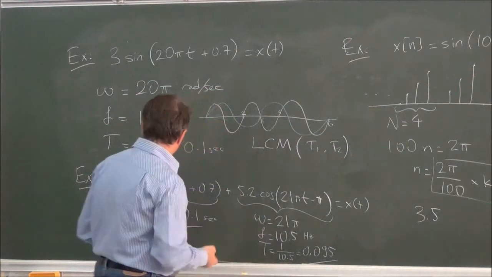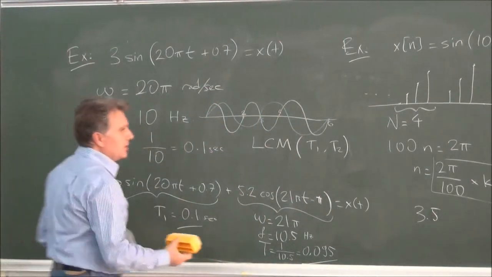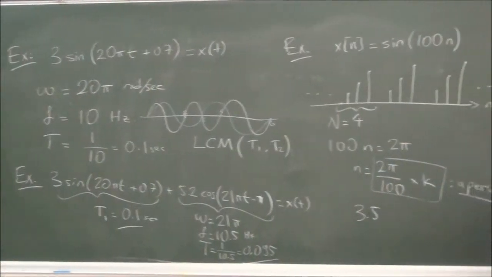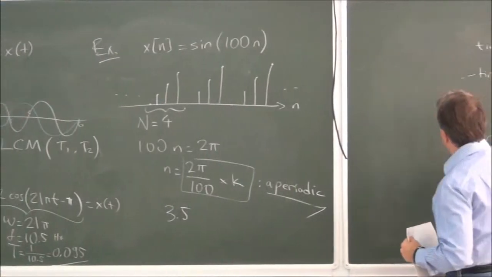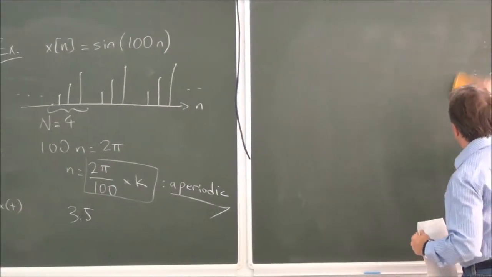What could be a periodic discrete time sinusoid? It could be something like this.